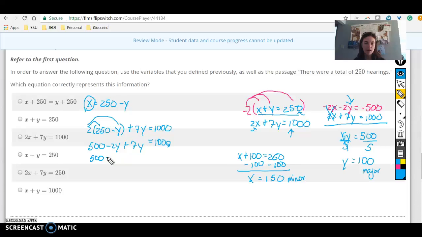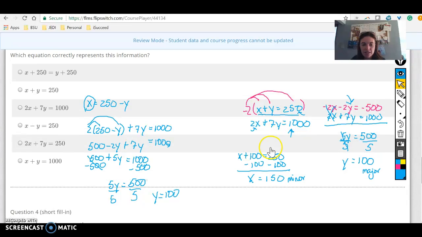500 plus 5y equals 1,000. Subtract 500 from both sides. And that goes away, and I get 5y equals 500. This is looking very familiar. Divide by 5, and we get that y equals 100. And once I have y, again, I can go back to any of the equations and solve for x. So we've just proven that it works either way.